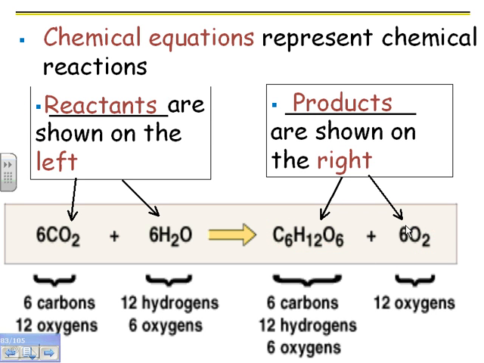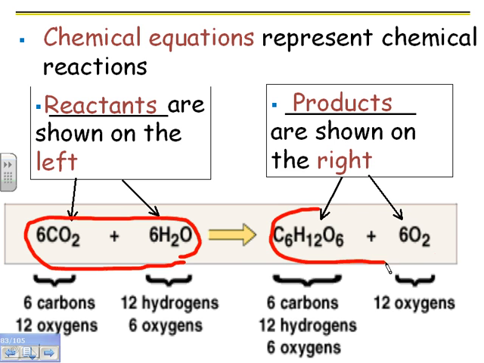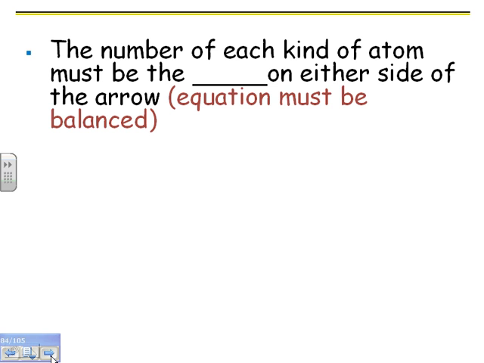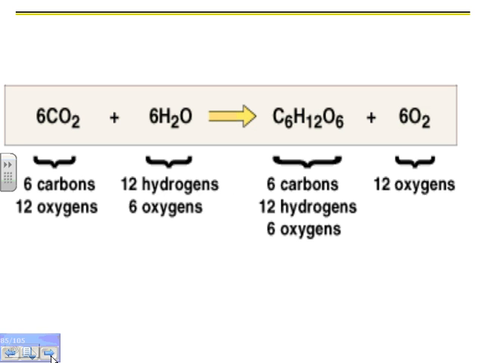So whatever chemical reaction you have, the stuff that goes into it, the stuff you start with, are called the reactants, and the stuff you end with are called the products, the stuff you produce. The number of each kind of atom must be the same on either side of the arrow, so the equation must be balanced. We're not going to spend much time on this. I'm going to run through it once so you know what it means. This is a topic that you'll spend lots and lots of time on in chemistry next year.